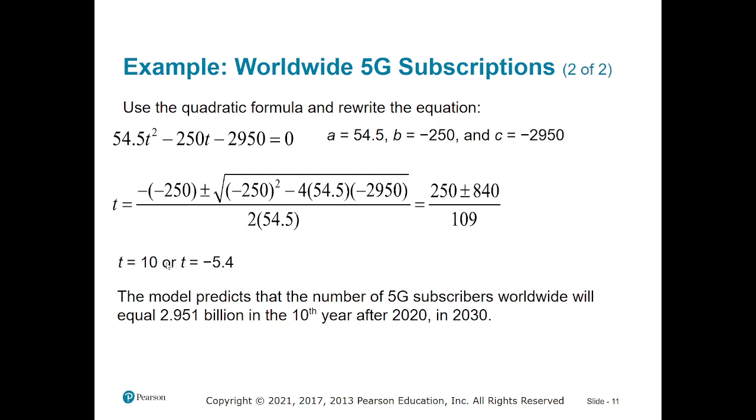So that being said, we know that t equals 10 does make sense in our context. T equals 10 corresponds to 10 years after 2020, which would be the year 2030. And so applying this result into our context would say the model that we have predicts that the number of 5G subscribers worldwide would be 2.951 billion 10 years after 2020. Or in 2030, the number of 5G subscribers worldwide will be 2.951 billion.